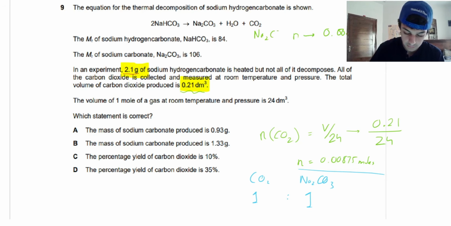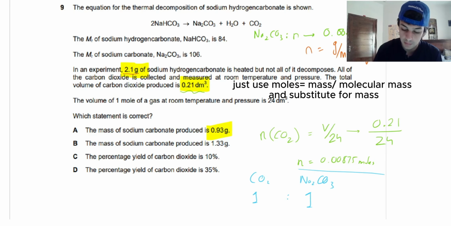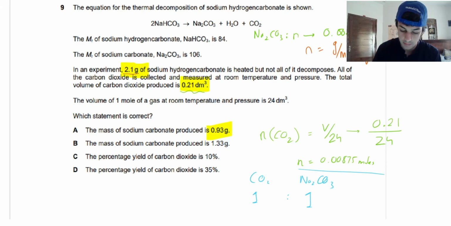This is Na2CO3. Now that we have this, we can calculate the mass of sodium carbonate. How? We know that the formula for this is n is equal to grams over MR. So grams is equal to, or mass is equal to, the moles times the MR. Moles is 0.00875, and the mass is given over here, 106.